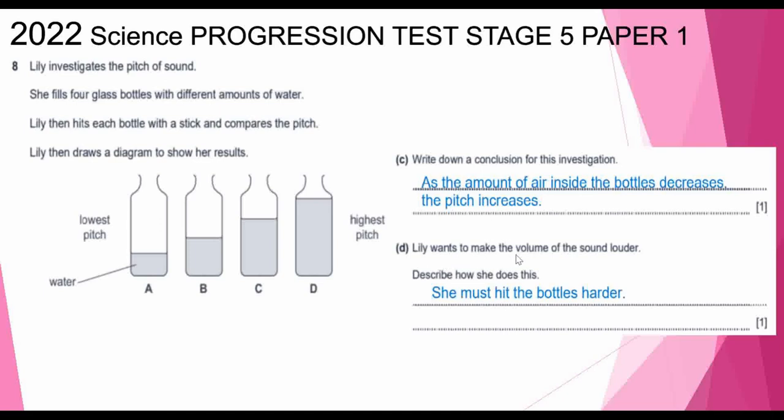Question D. Lily wants to make the volume of the sound louder. Describe how she does this. She must hit the bottles harder, of course. Next.